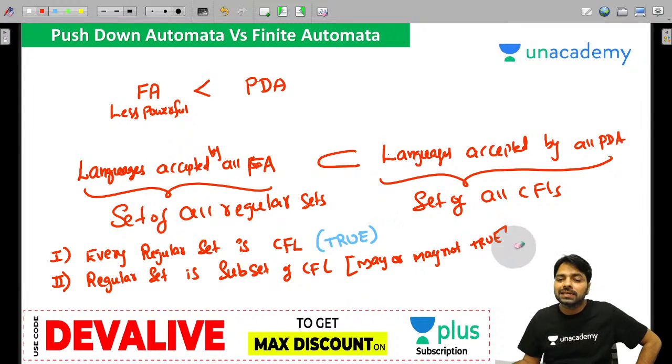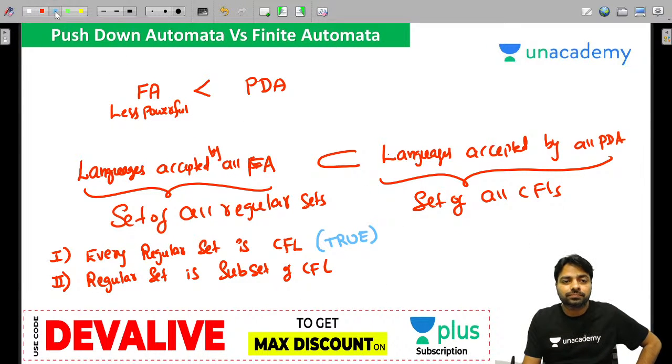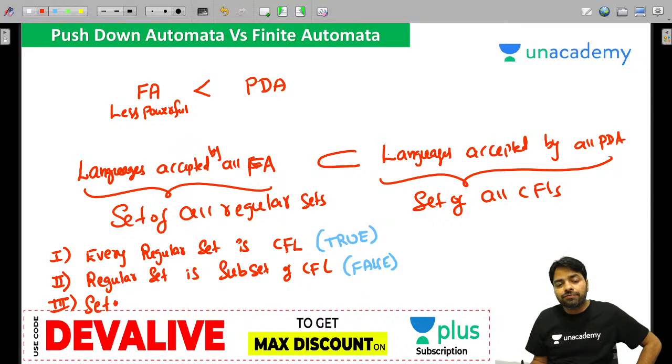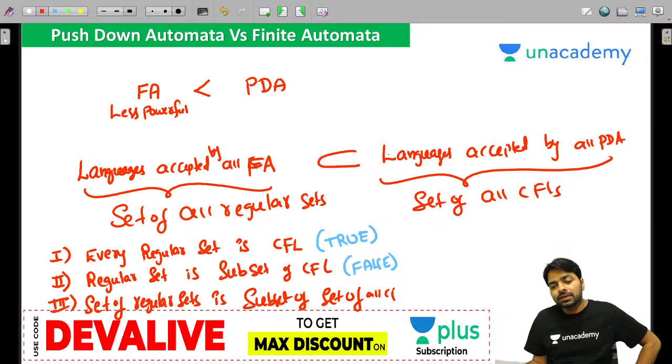It's basically, we say the statement is false. Only some regulars are a subset of some CFLs, not all of them. But the set of regular sets is a subset of the set of all CFLs. This is true again. And anybody using the words "is" and "subset", be careful.